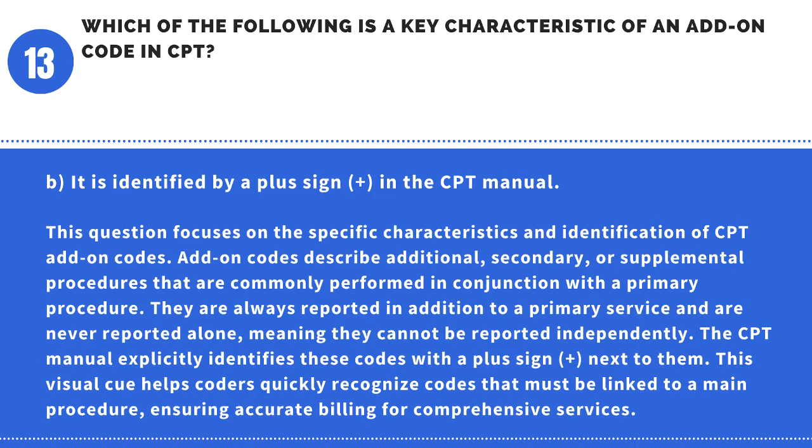Answer: B. It is identified by a ++ in the CPT manual. This question focuses on the specific characteristics and identification of CPT add-on codes. Add-on codes describe additional, secondary, or supplemental procedures that are commonly performed in conjunction with a primary procedure. They are always reported in addition to a primary service and are never reported alone, meaning they cannot be reported independently. The CPT manual explicitly identifies these codes with a ++ next to them. This visual cue helps coders quickly recognize codes that must be linked to a main procedure, ensuring accurate billing for comprehensive services.